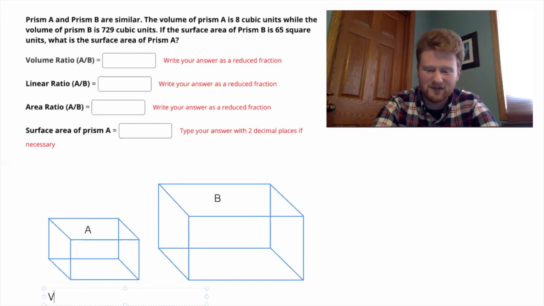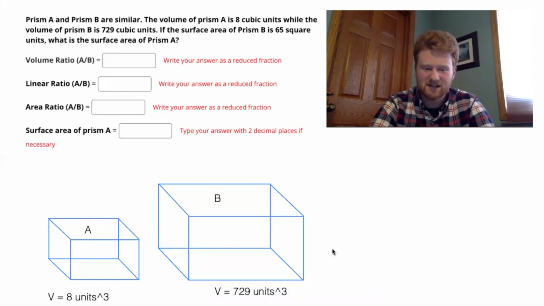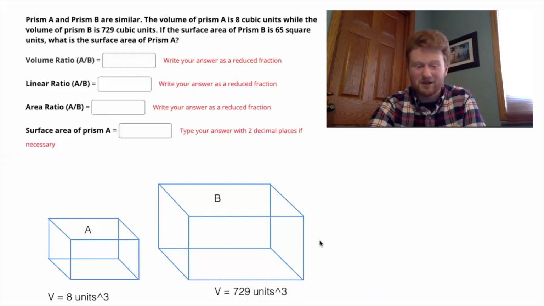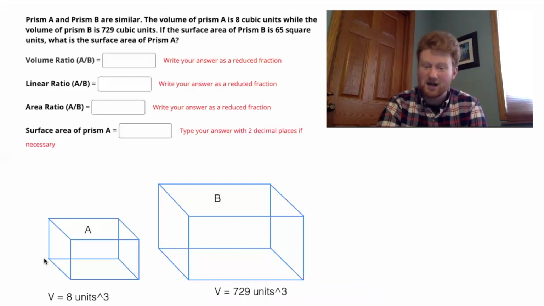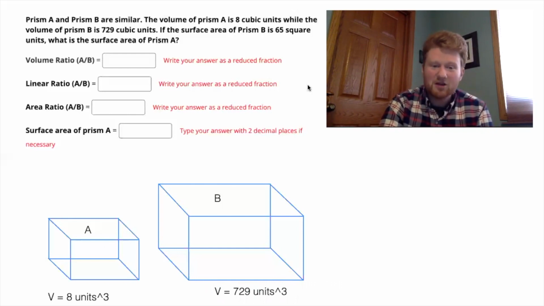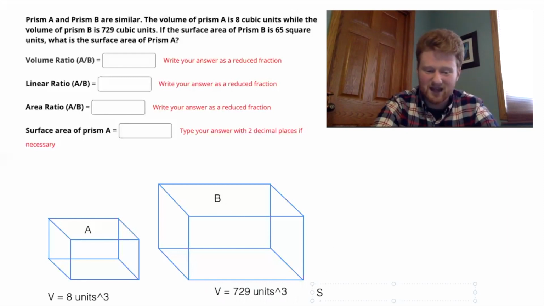So I'm going to write V equals 8 units cubed. And then for B, we have V equals 729 units cubed. So obviously this picture is not to scale. This prism is not that much bigger than the first prism, but it's just the idea of it that it is a bigger prism and we need to study. The final thing we know is the surface area of prism B is 65 square units. So I'm going to write down here SA equals 65 units squared.